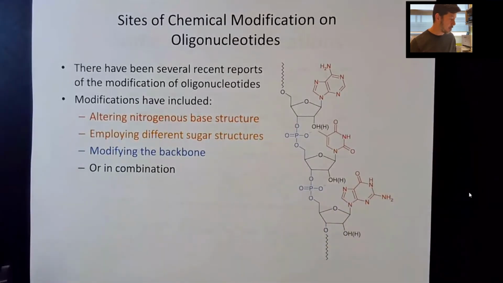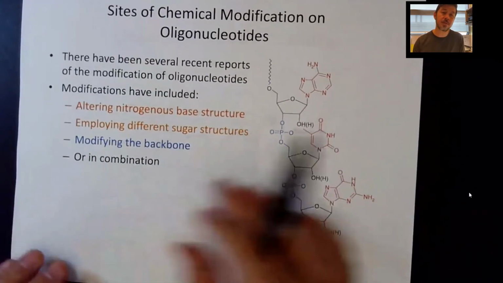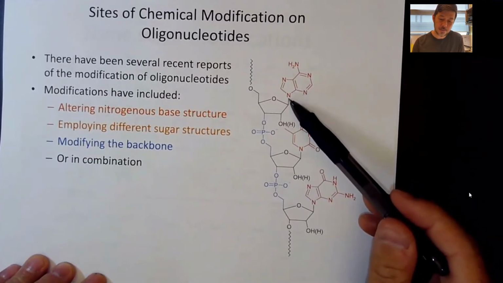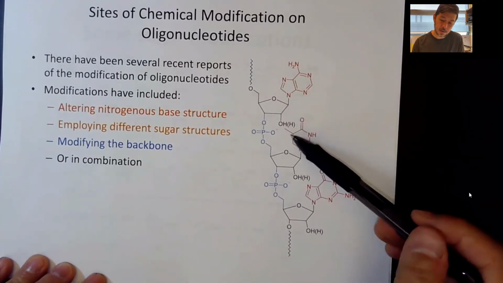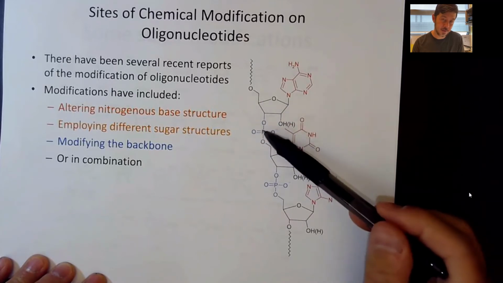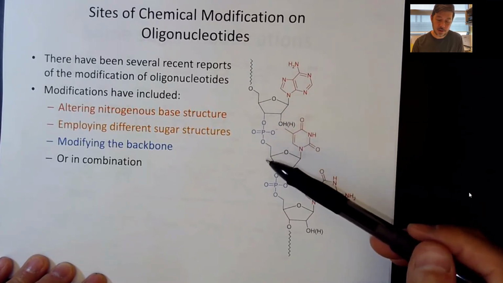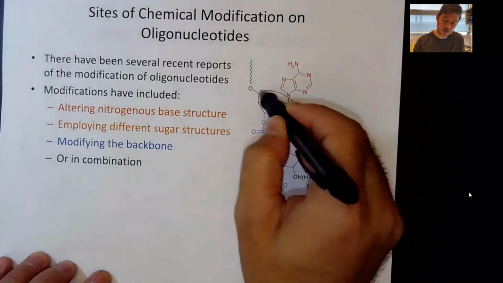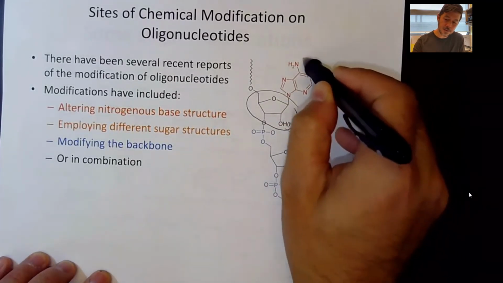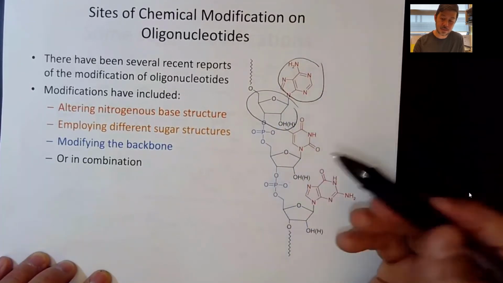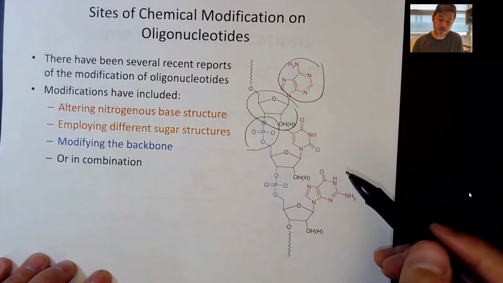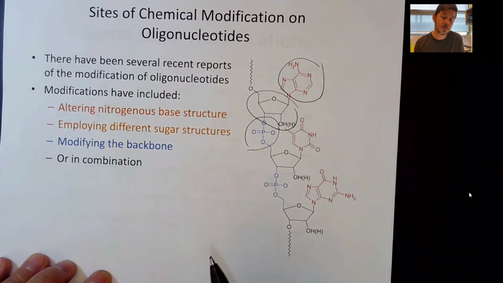All right, so that's a little bit of background on the machine and how it works. Let's talk a little bit about sites of chemical modification on oligonucleotides. So you've learned that oligos are made of base, sugar, and a phosphate. And areas that researchers typically like to modify include the sugar. Oftentimes people will modify the base, and oftentimes people will modify the backbone. So sometimes people will research and modify one particular area, or they'll do this in combination.